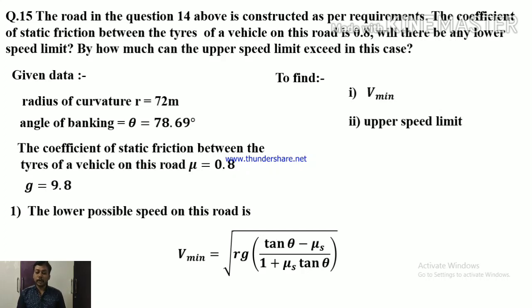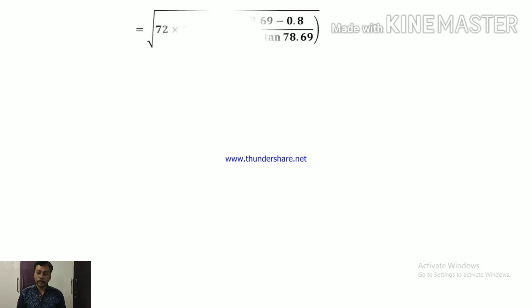V minimum is equal to under root Rg into tan theta minus mu s upon 1 plus mu s tan theta. Now put the values which are given here. Theta is given, r is given, g is also given, mu s is given. So all values are given for V minimum here. Now put the values: V minimum is equal to under root 72 into 10 into tan of 78.69 minus 0.8 upon 1 plus 0.8 into tan of 78.69.